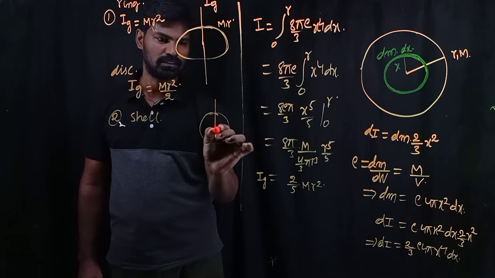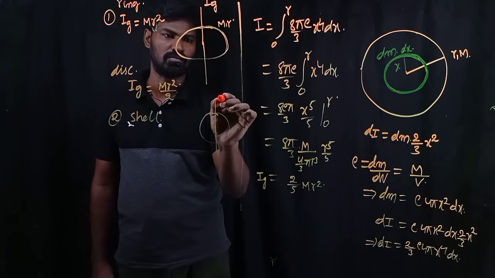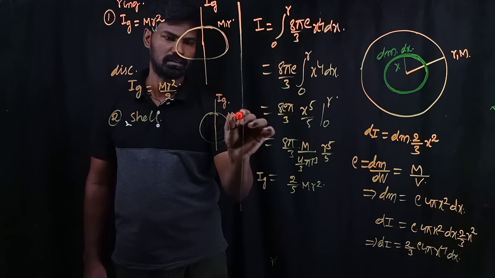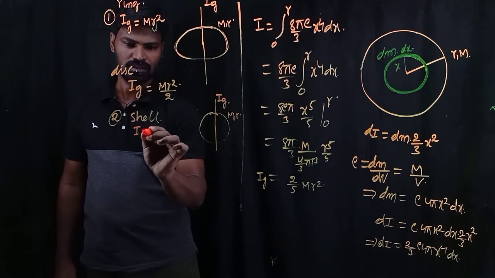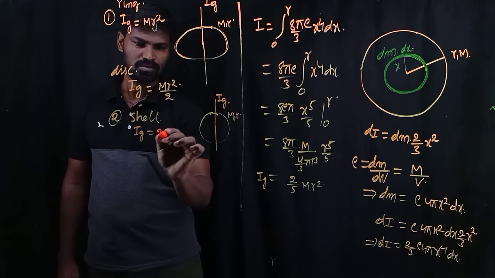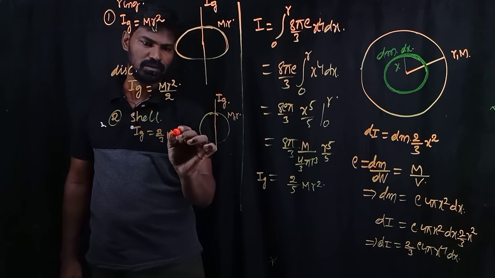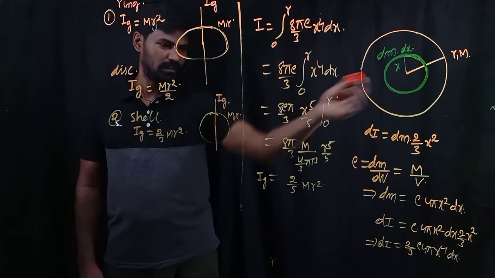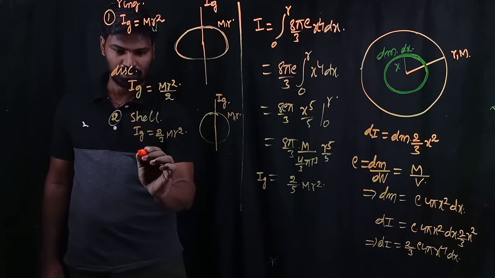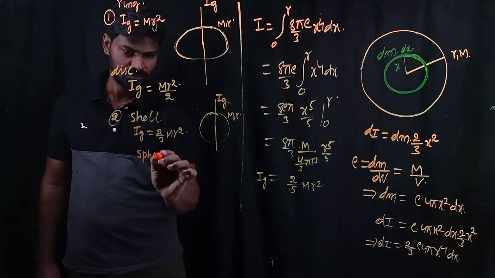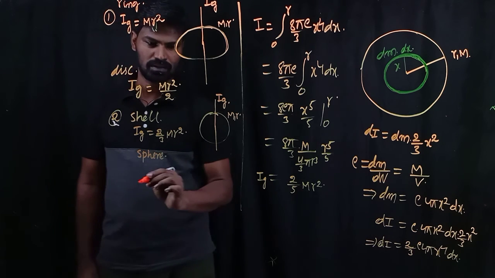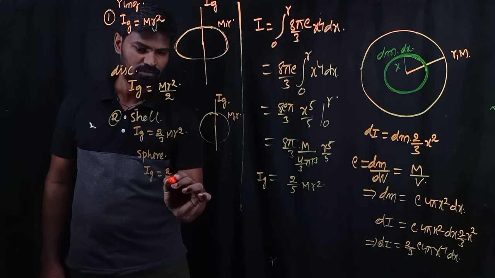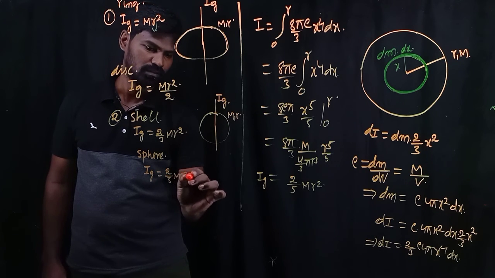Next I calculated for a spherical shell of radius r and mass m, passing through its center of mass. Any axis passing through the center is through the center of mass only for a shell, because it is symmetric. Ig is equal to 2/3 m r squared. Proceeding like this, I calculated for the solid sphere: Ig is equal to 2/5 m r squared.